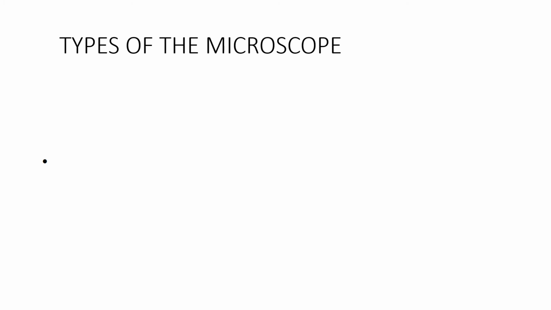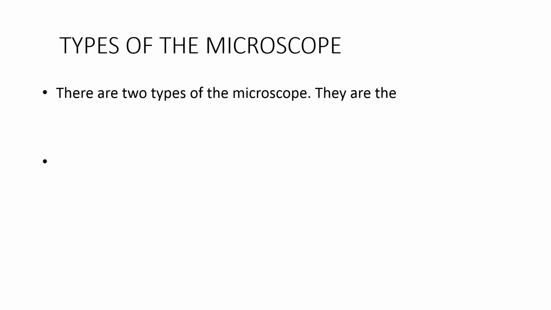Now, the types of microscopes that we have. There are two different types of microscopes. We have the optical microscope, and then we have the electron microscope. For the purpose of time, we are going to look at the optical microscope. Then at another time we will take a look at the electron microscope.